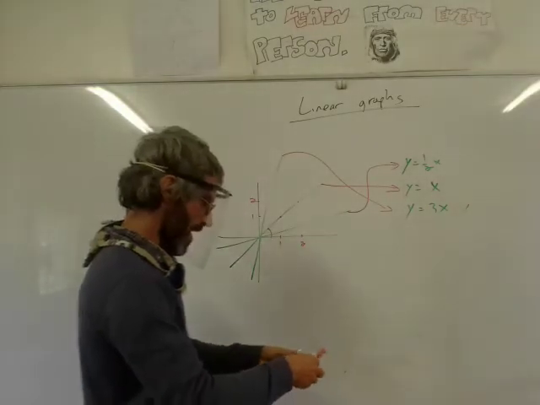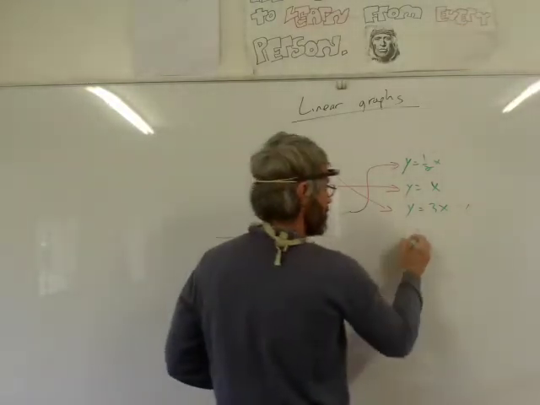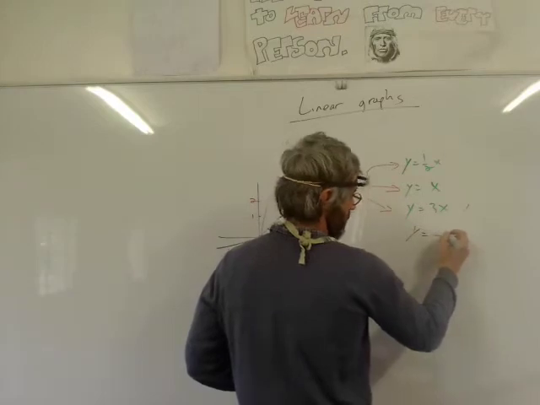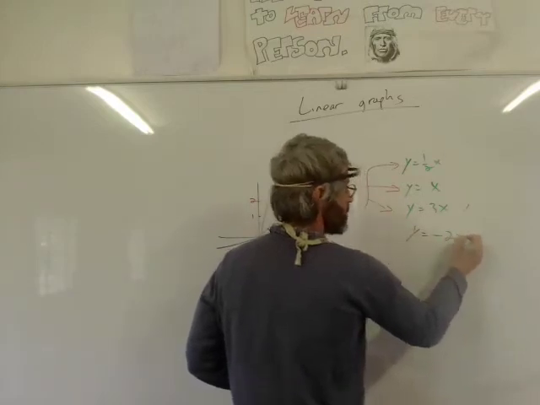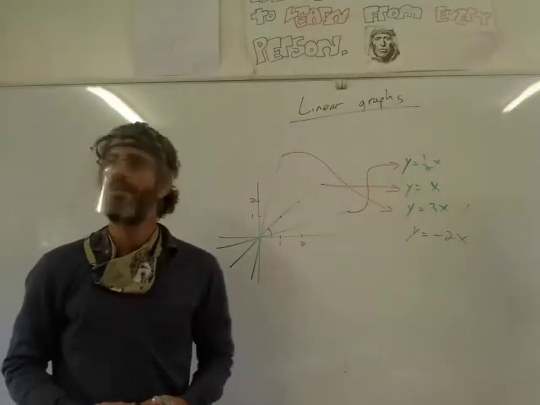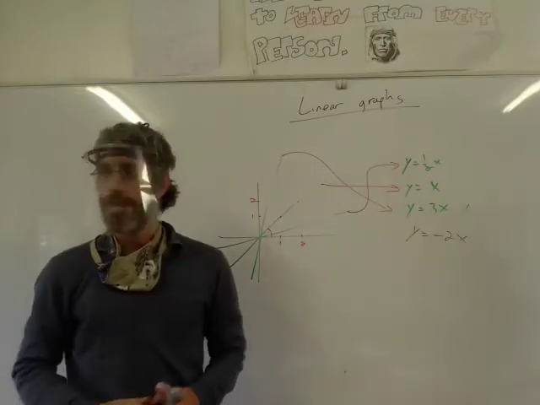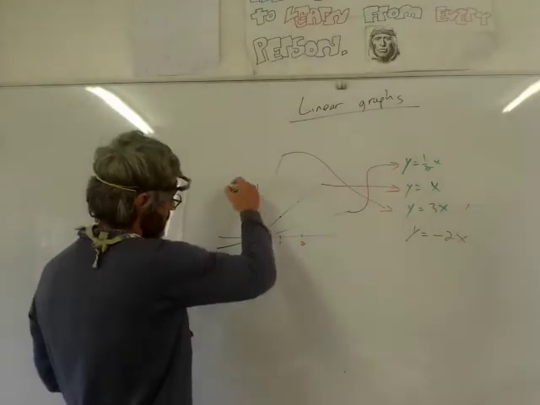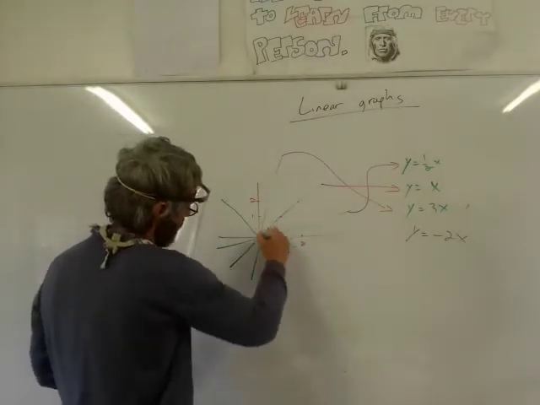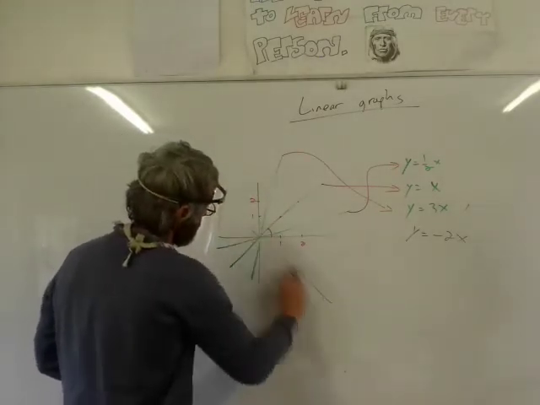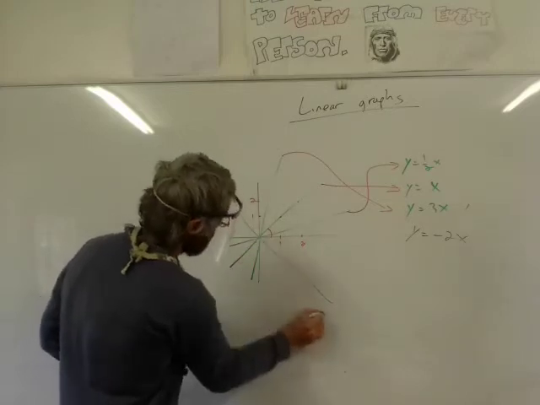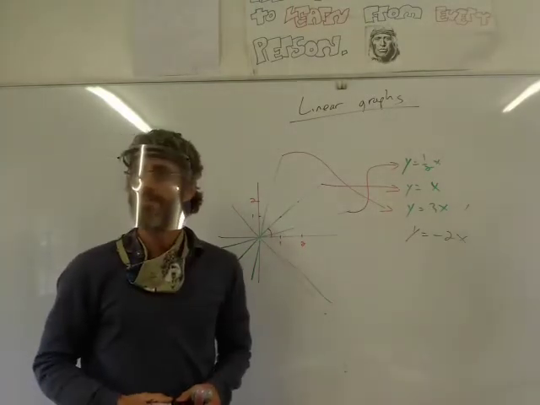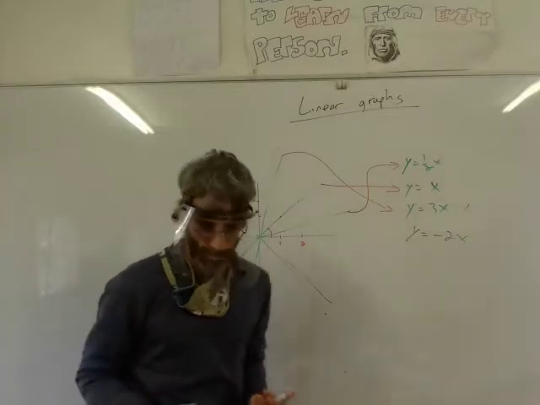What about if I had y equals minus 2x? What would that look like? It's going to be going down, and it's quite steep. Not as steep as that, but steeper than this. So maybe something like this, or maybe more steep. Does that make sense? Cool. That's the first step.